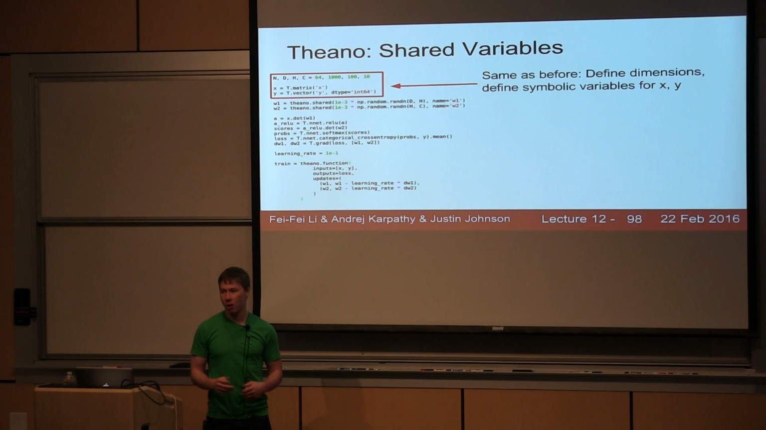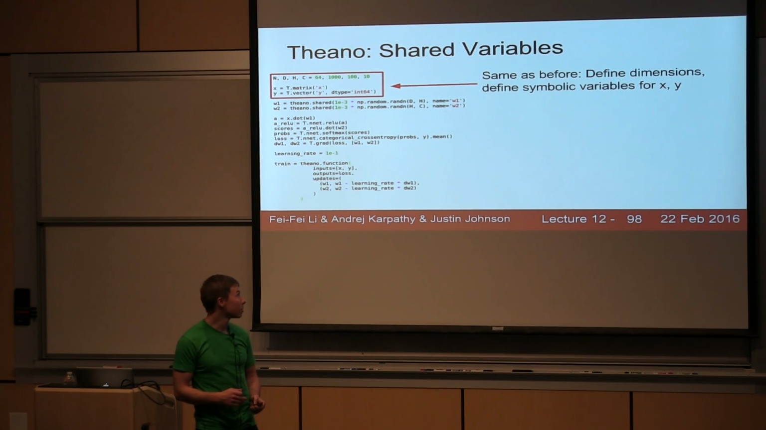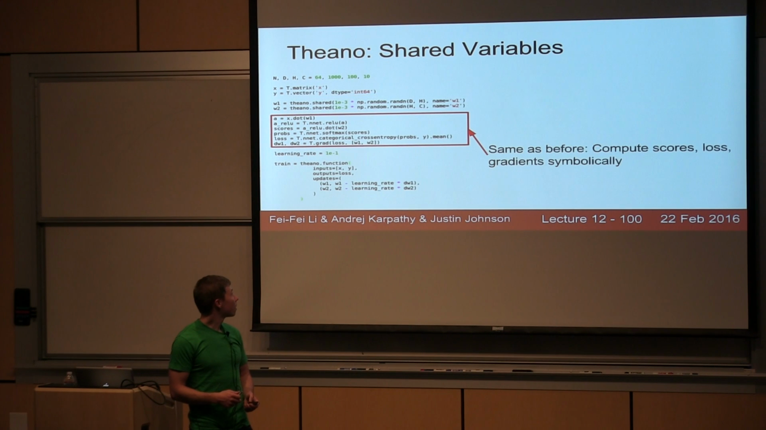And the way that we do that in Theano is with this cool thing called a shared variable. A shared variable is a part of the network that actually is a value that lives inside the computational graph and persists from call to call. So here, this is quite similar to before. Now we're defining our same symbolic variables x and y for the data and the labels. And now we're defining a couple of these new funky shared variables for our two weight matrices, and we're initializing these weight matrices with NumPy arrays. And now this is the exact same code as before. We're computing the forward pass using these library functions all symbolically. Then we're computing the gradients.